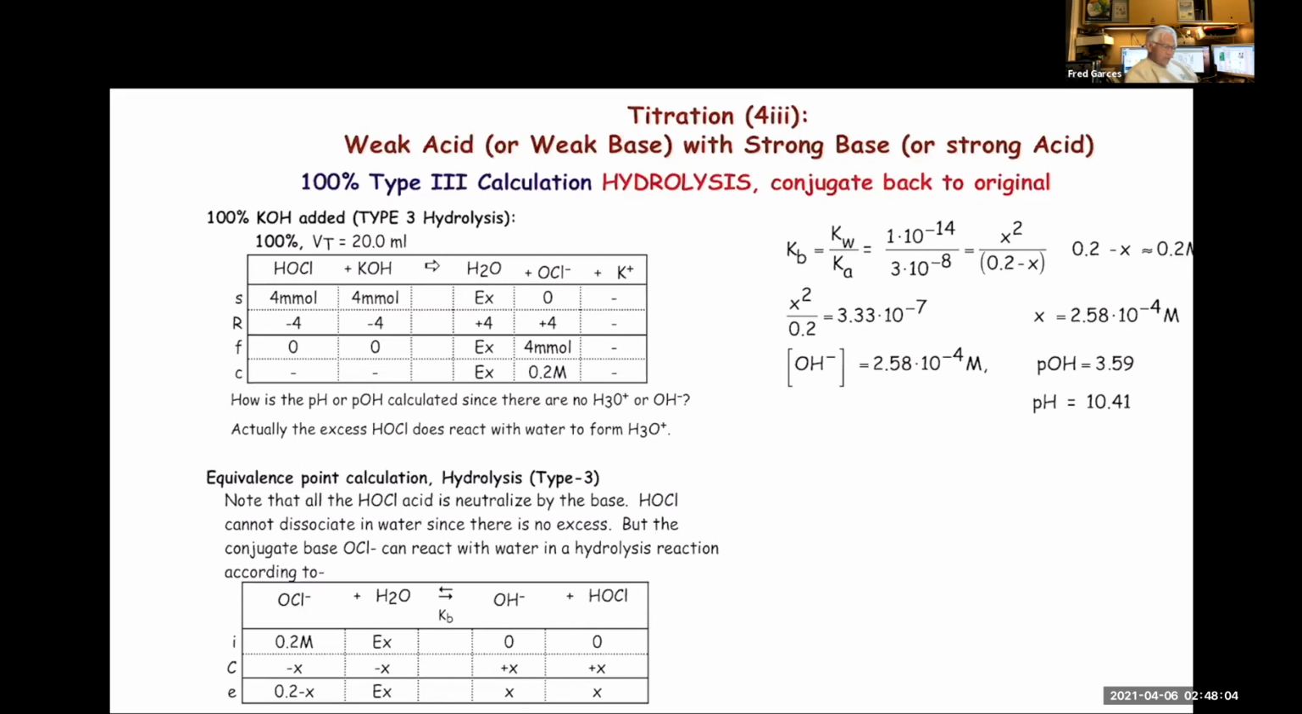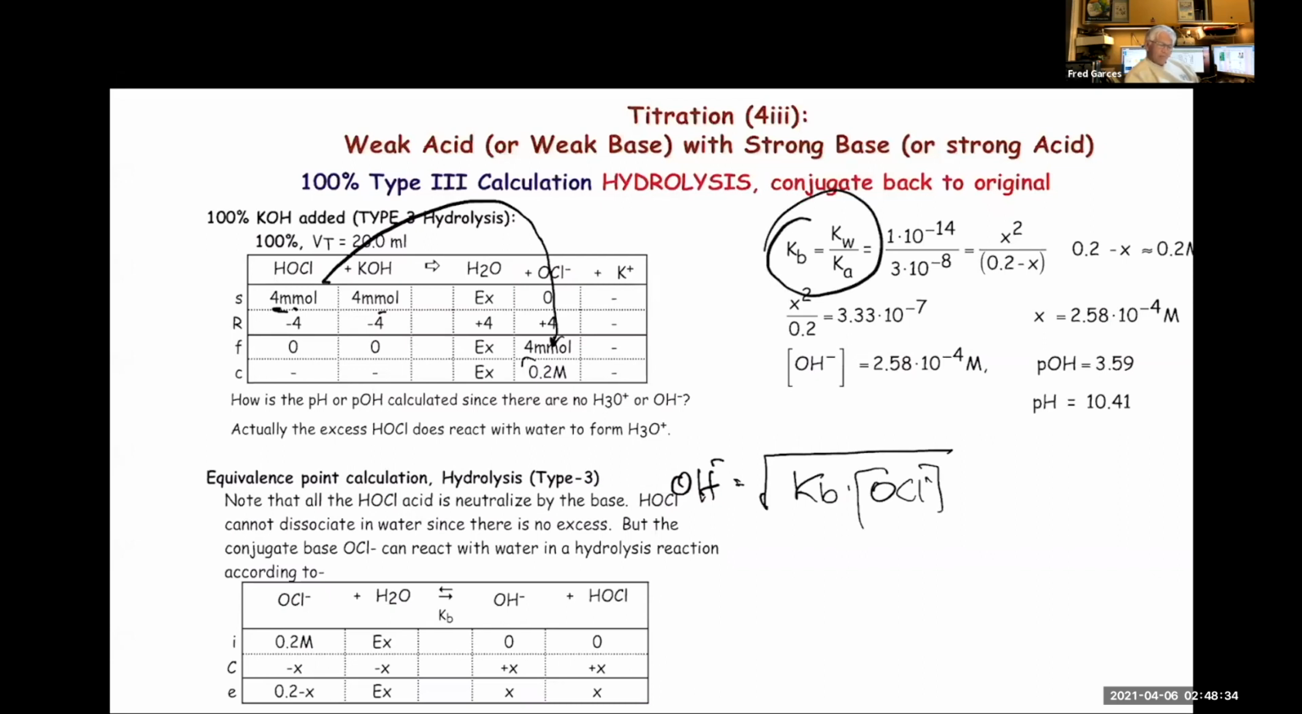All of this converts over to this. Now, how do we calculate our KB? Well, remember that our KA was 3 times 10 to the minus 8. KA times KB equals KW. You've got to use a KB in this particular case. Why? Because you're forming a base. But just use this equation. It'll get you to this answer.